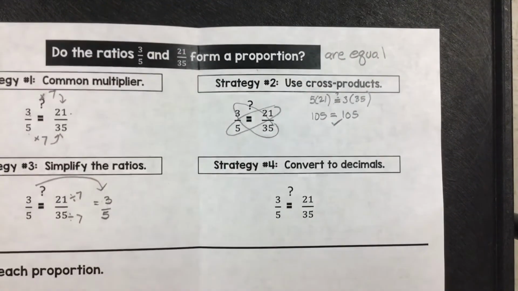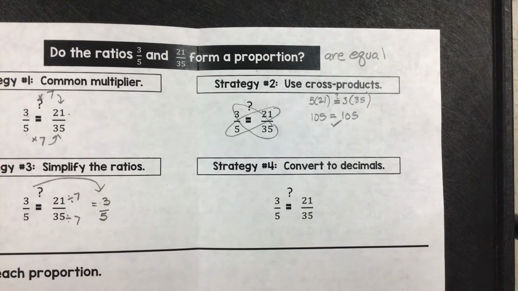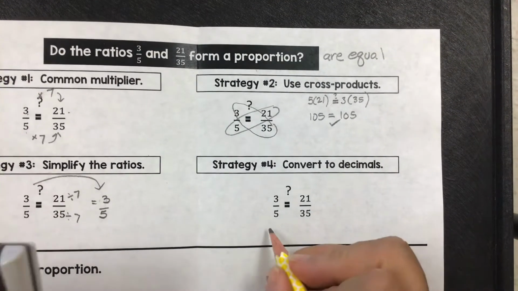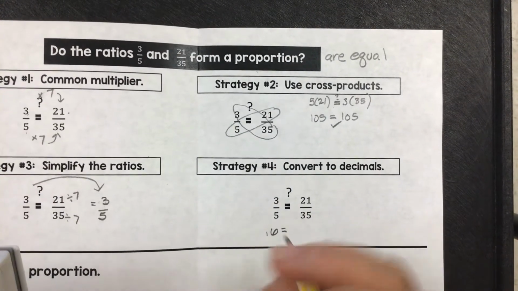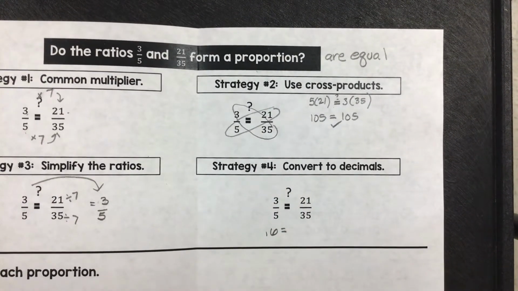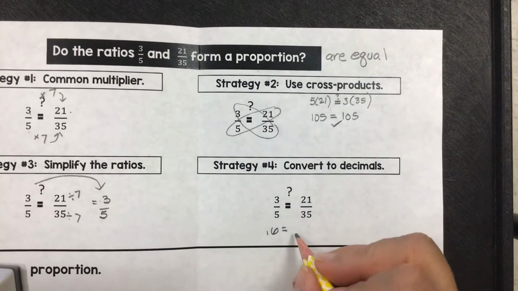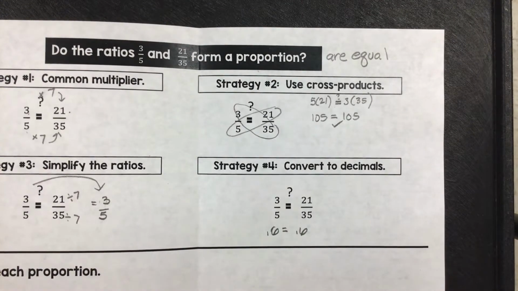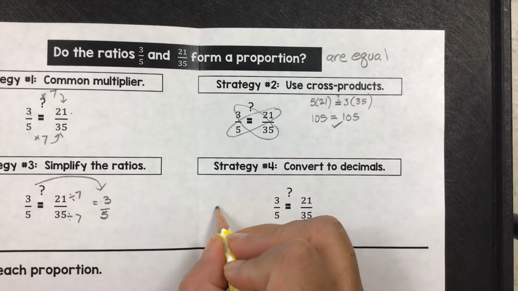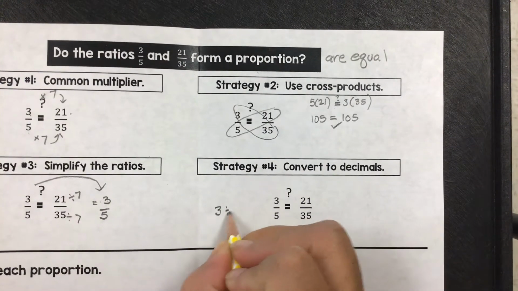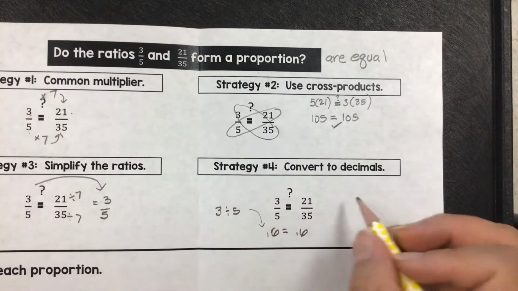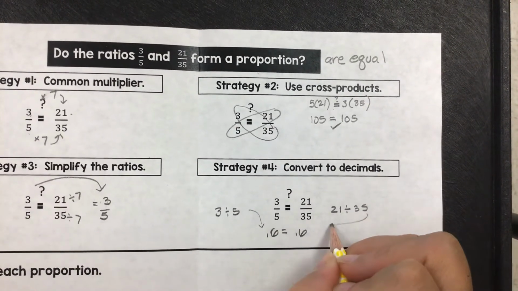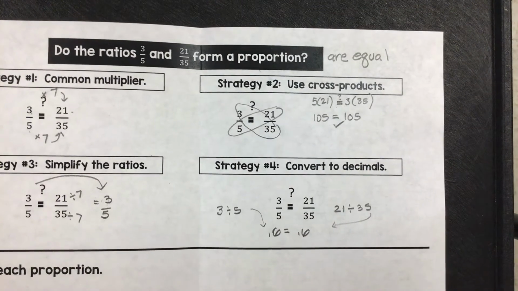The next one, to check if the 2 ratios are equal or proportional, is that we do 3 divided by 5, which is 0.6, and 21 divided by 35, which also gives you 0.6. So I'm going to write it off to the side, so when you see it later, it makes sense to you. You did 3 divided by 5 to get the 0.6, and 21 divided by 35 to get the 0.6, making them equal.